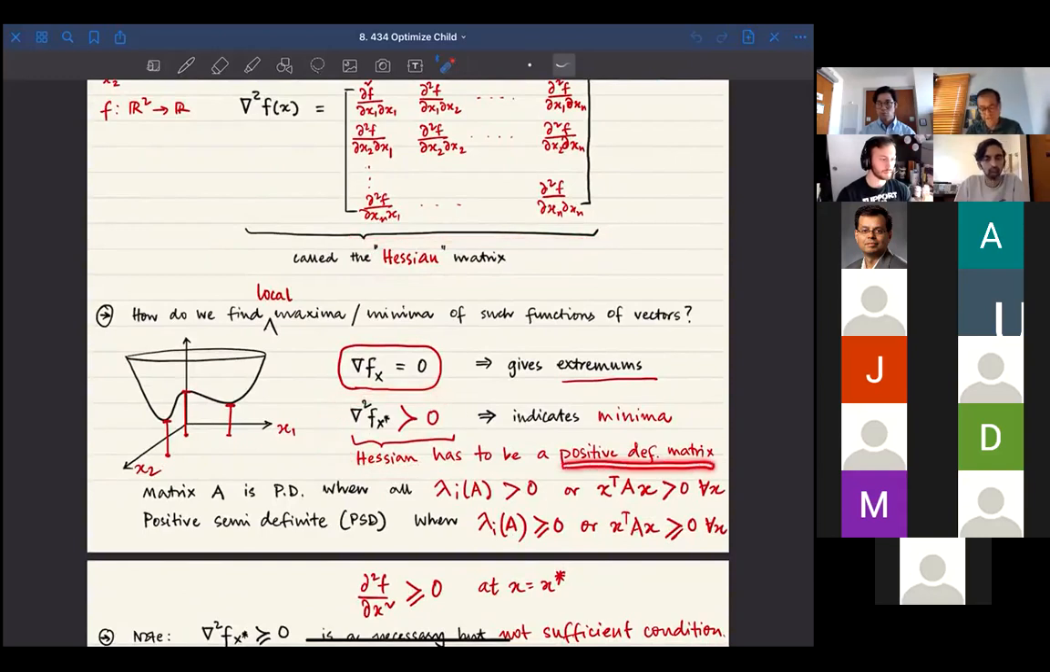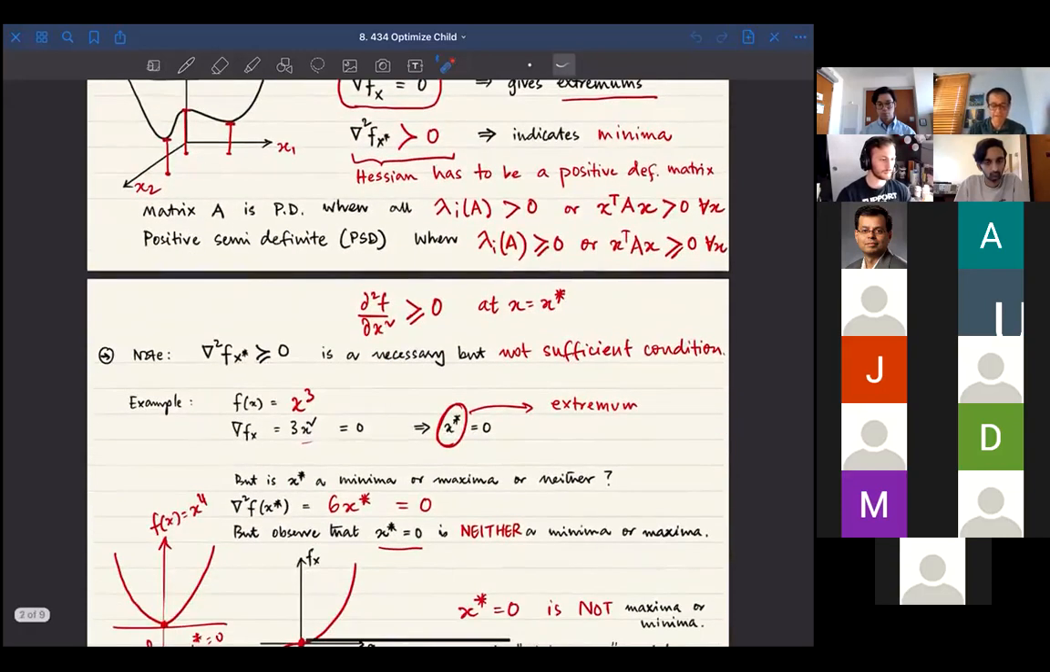Now it turns out that if this Hessian, which is a matrix, is positive definite, then it's a minima. If it's negative definite, then it's a maxima. And we talked about what positive definite means: a matrix which is positive definite has all eigenvalues greater than 0. Another way of saying it is that for any vector x, x transpose A x will always be greater than 0. And remember, this is a scalar.